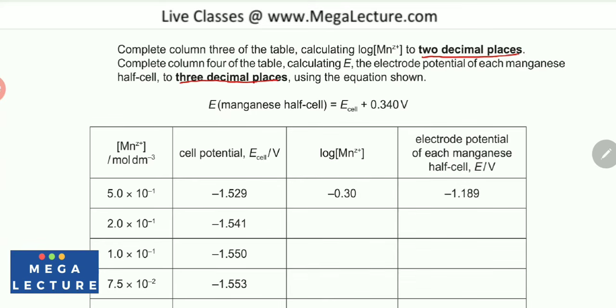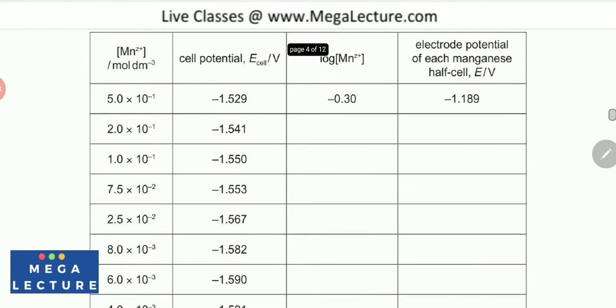There's nothing to this. The table is provided, Mn plus concentration is provided. You're being asked to calculate the log of that, and the E cell is provided, and you're given a formula, and you're being told to use these values and calculate the electrode potential over here. So you just have to use these formulas and put the values in, and you're going to fill this table. So I'm going to try and fill this table now.